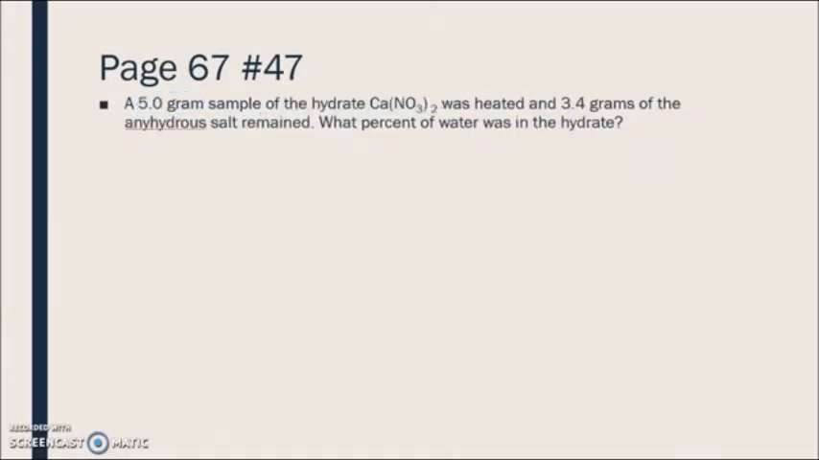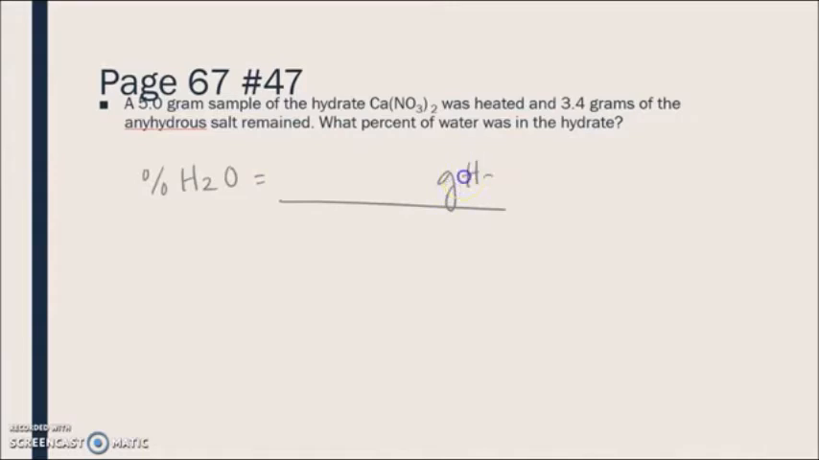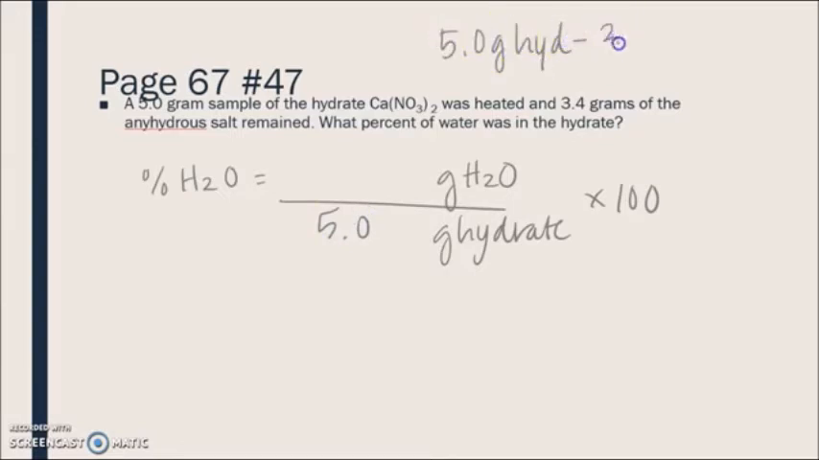All right, let's move on to number 47. Same idea. We still need percent water. So you're going to do grams of water over grams of hydrate times 100. Grams of hydrate is 5.0. Grams of water, you're going to do 5 grams of the hydrate minus 3.4 grams of the anhydrous. So that's going to be 1.6 grams of the water. You're going to plug that into your calculator. With 2 sig figs, you are going to get 32%.